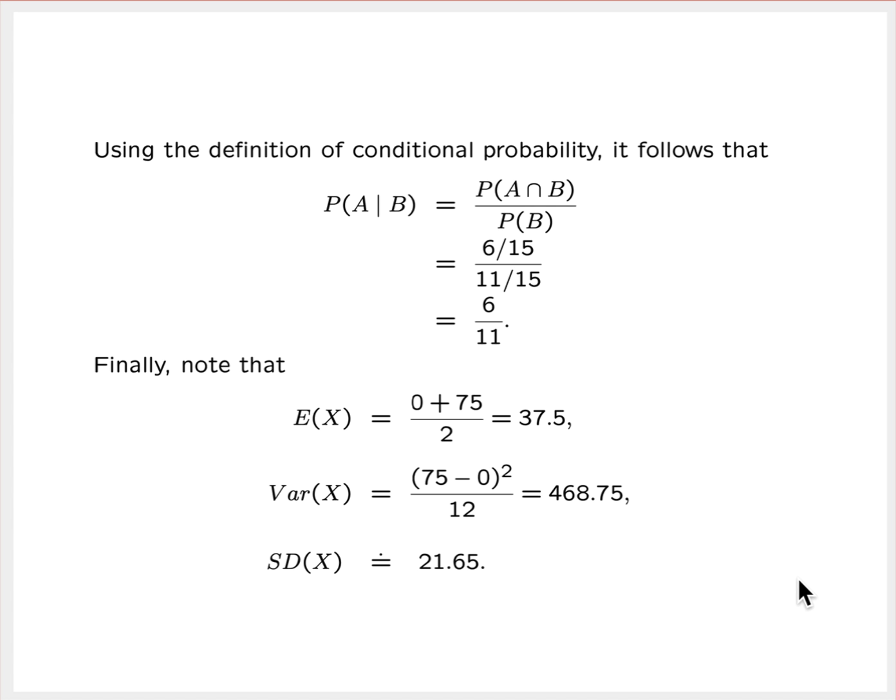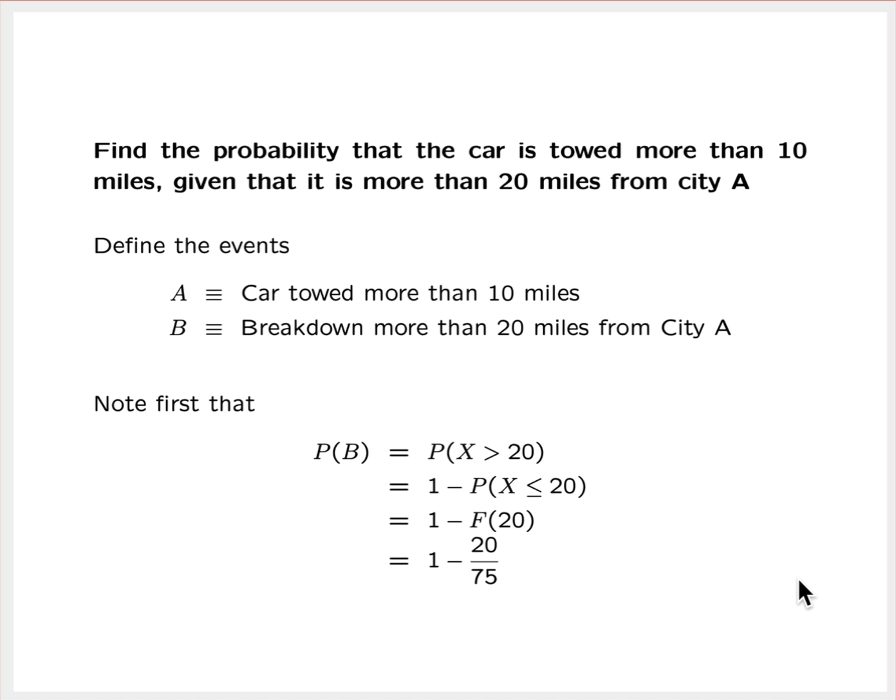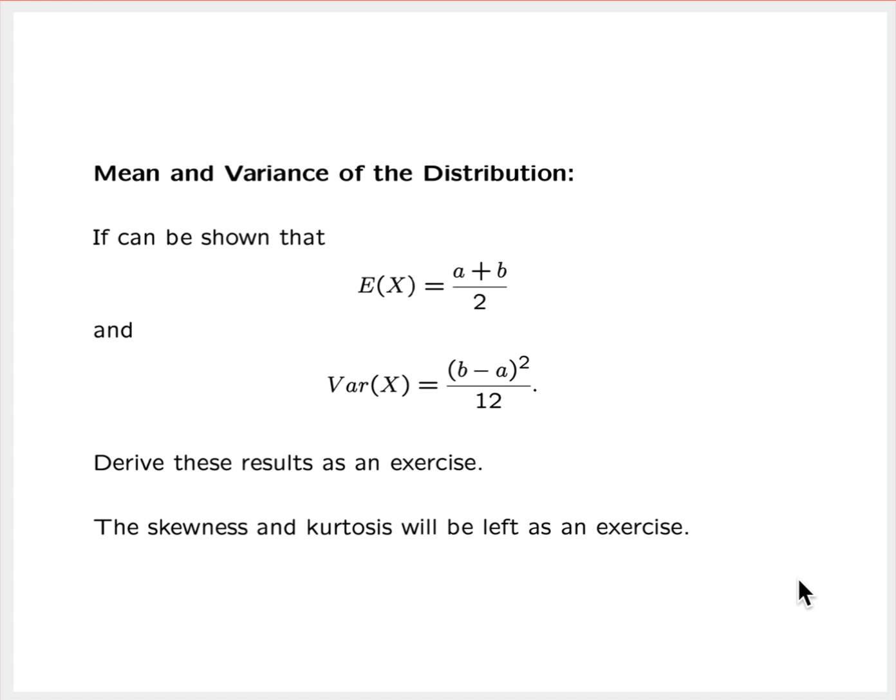All right, so that's really all I'm going to say at this point about the continuous uniform distribution. What I would do is go back here and make sure that you can derive the mean and the variance for the continuous uniform distribution. And once you get that down, take a stab at the skewness and the kurtosis of the distribution, which I'm leaving as an exercise.